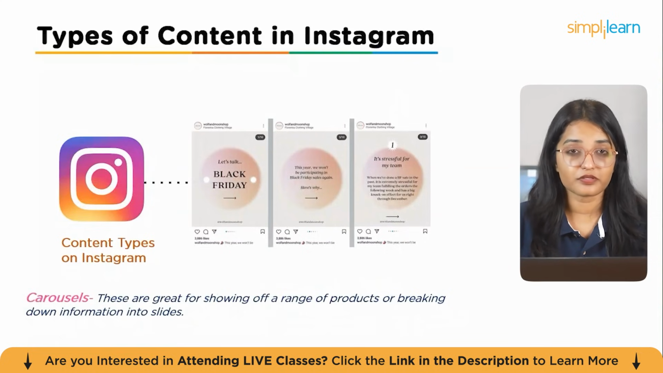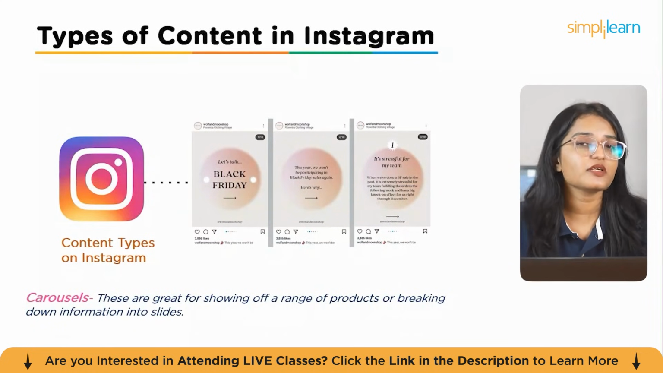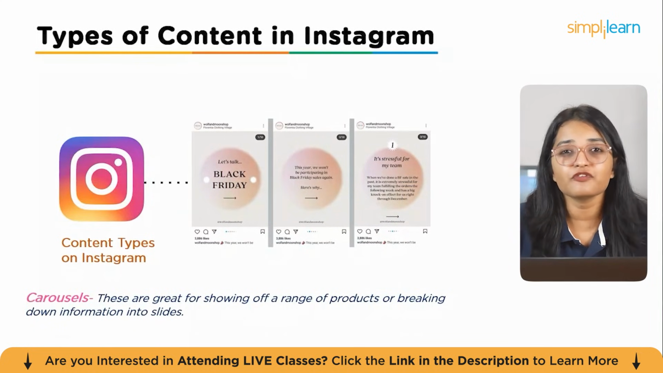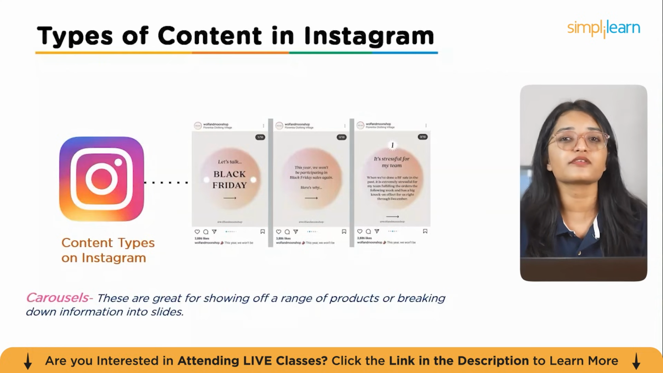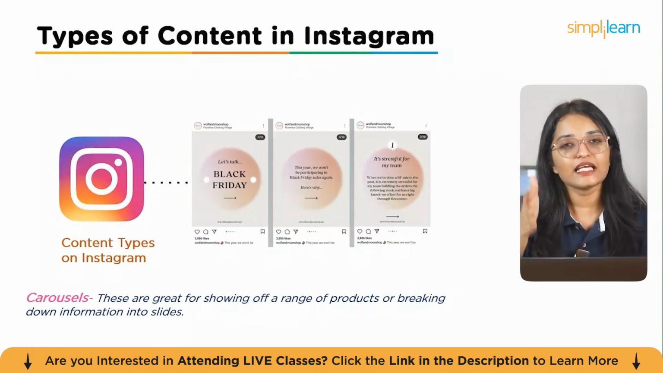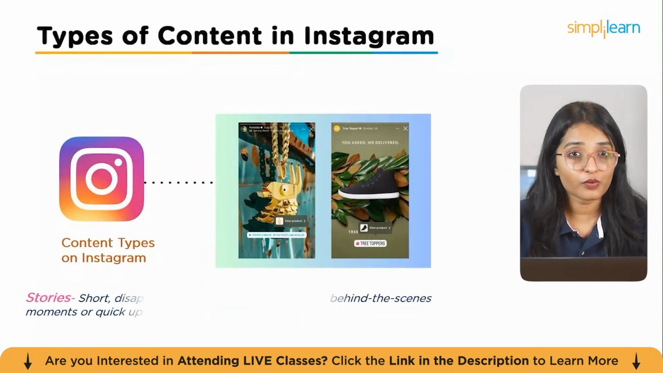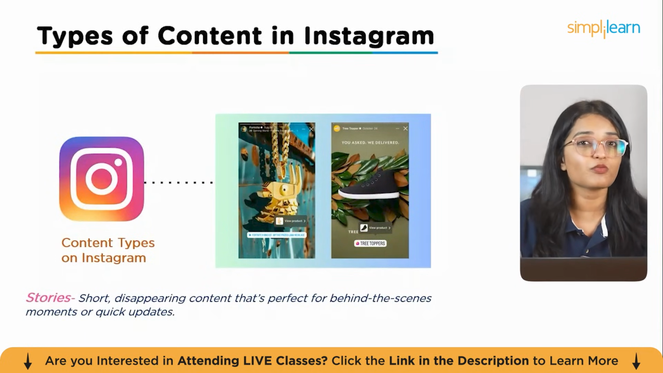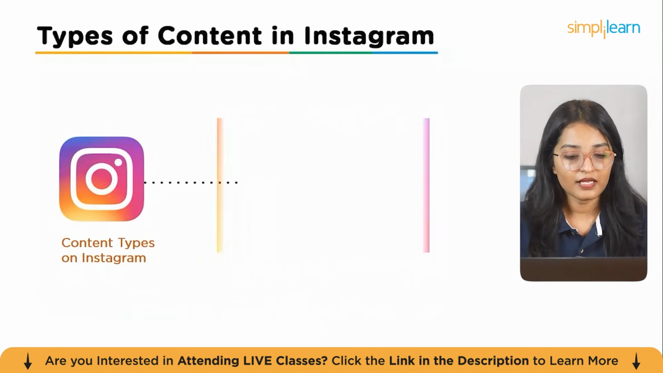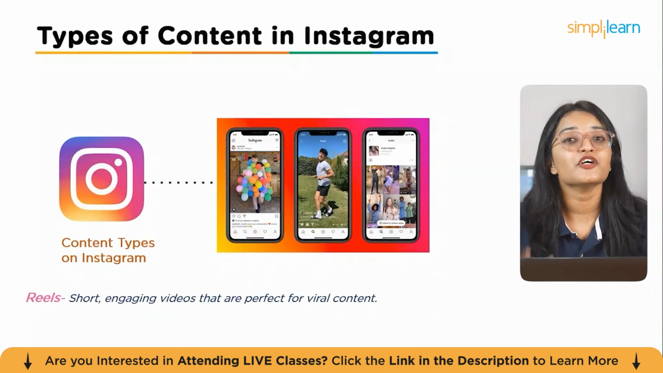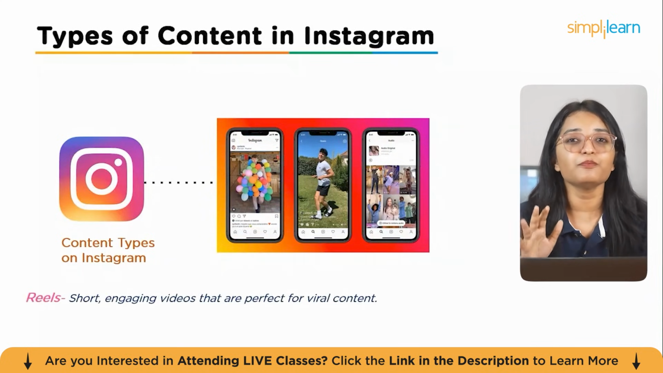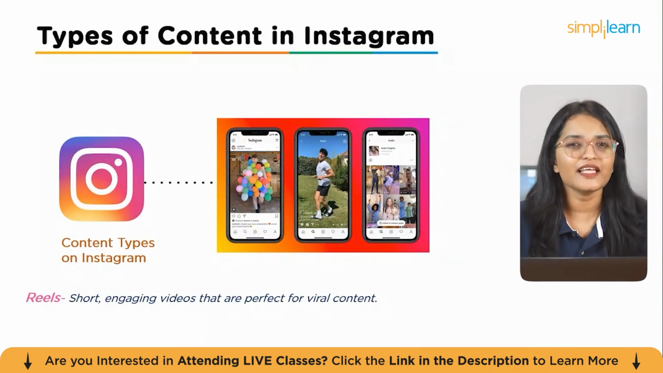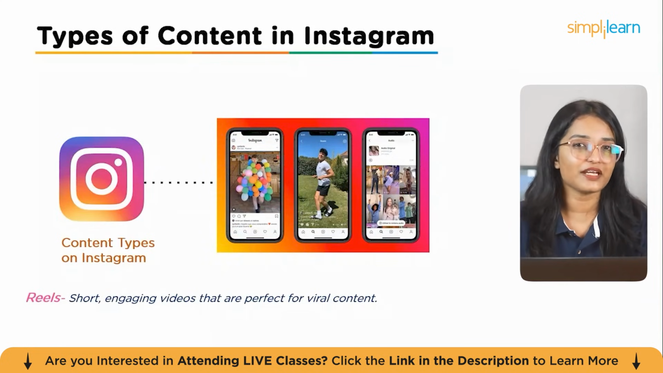Second, we've got carousels. Multiple images into one post. These are great for showing off a range of products or breaking down information into slides. We've got stories, short, disappearing content that's perfect for behind the scenes moments or quick updates. Next is Reels, of course, short, engaging videos that are perfect for viral content. Think fun, fast paced, and creative.